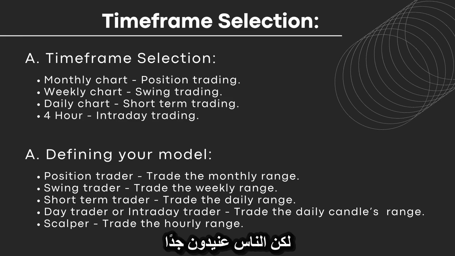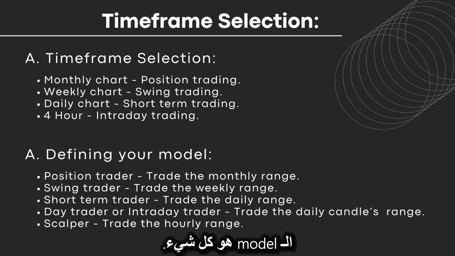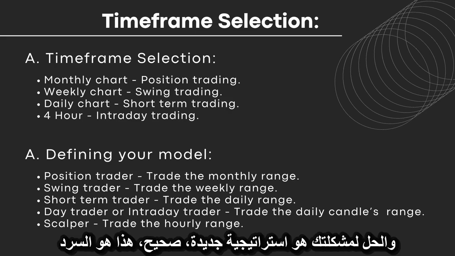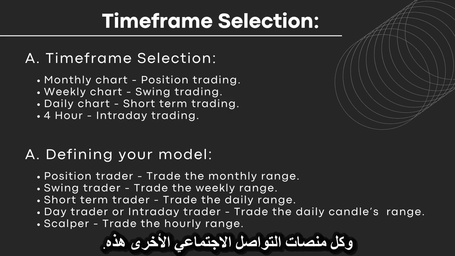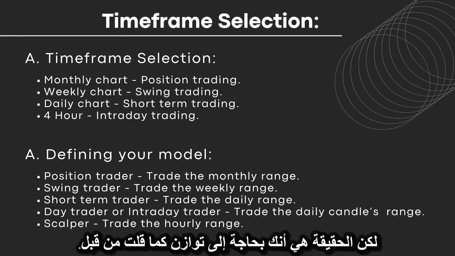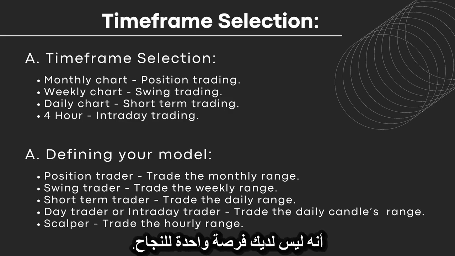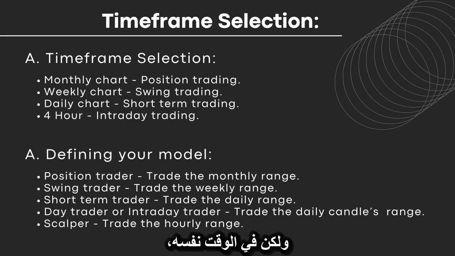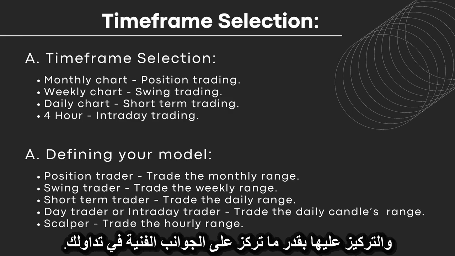But people are too stubborn and ignorant to do that, because the narrative is that strategy is everything, a model is everything, and the solution to your problem is a new strategy, right? That's the narrative they are using on Twitter and all of these other social media platforms. But the real thing is that you need to have a balance, as I said before. Now, don't get me wrong, if you don't have a proper system or trading model, then obviously you don't have a single chance at succeeding. But at the same time, you have to look at your psychological and mental parts too, and focus on them as much as you focus on the technical parts of your trading.